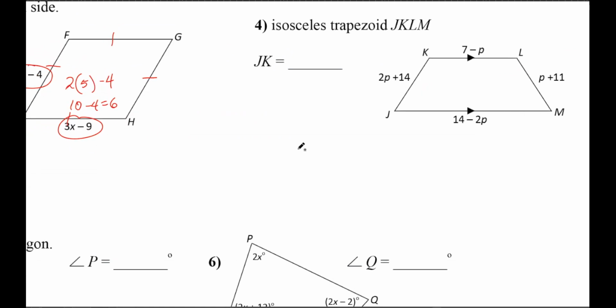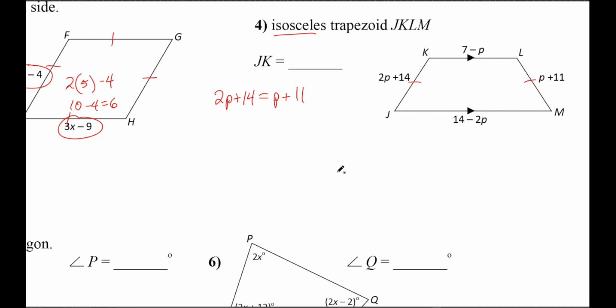Look at this one. This is an isosceles trapezoid. What does that mean if it's isosceles? We just talked about trapezoids not that long ago. That means that this side is equal to this side. Okay? And what are we trying to find? We're trying to find JK. We're trying to find this length right here. This is very, very similar to what we just did. Almost identical. So if these two sides are equal to each other, what am I going to do? Set them equal to each other. Exactly right. So what am I going to write? 2p plus 14 equals p plus 11.